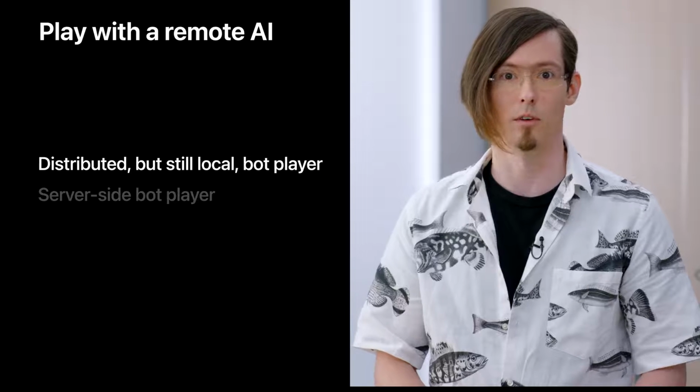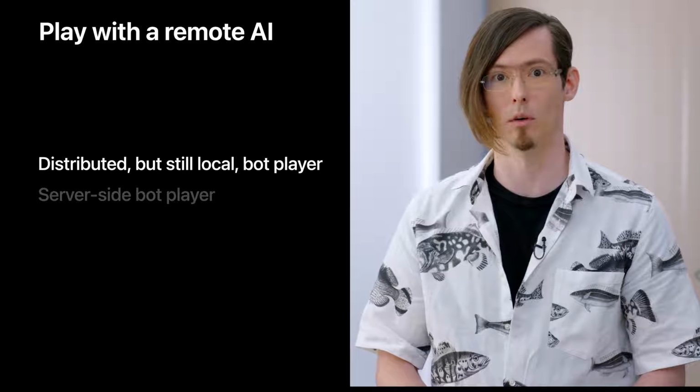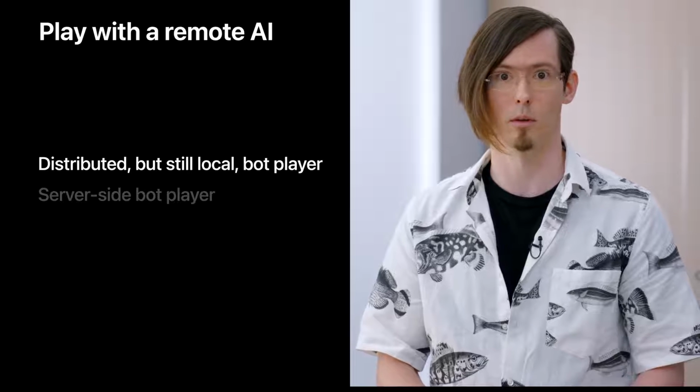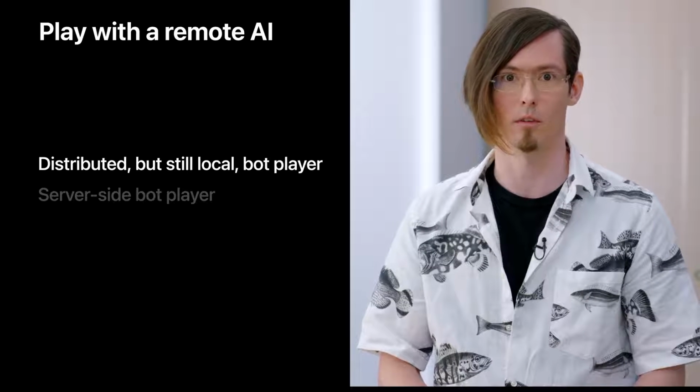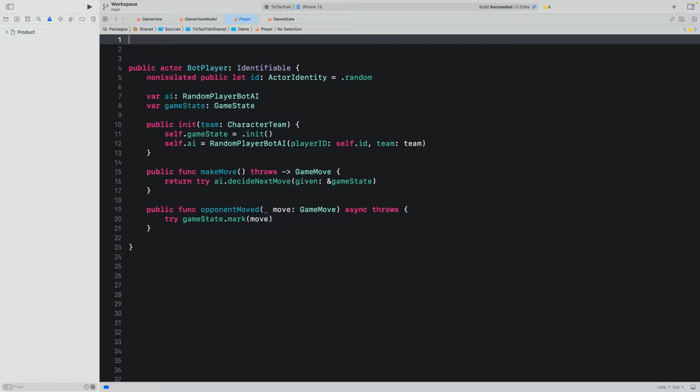The first step towards our distributed tic-tac-fish game will be to convert the bot player type to a distributed actor, while still only using it locally. Let's open Xcode and see how we can do that. In order to declare a distributed actor, I need to import the new distributed module, which we introduced in Swift 5.7. This module contains all the necessary types I'm going to need to declare and use distributed actors.